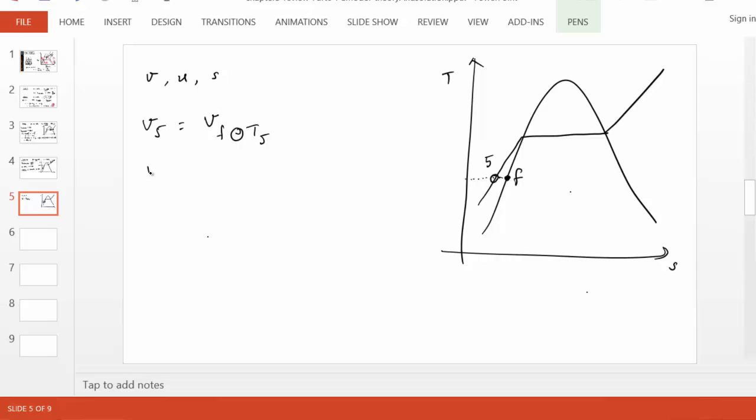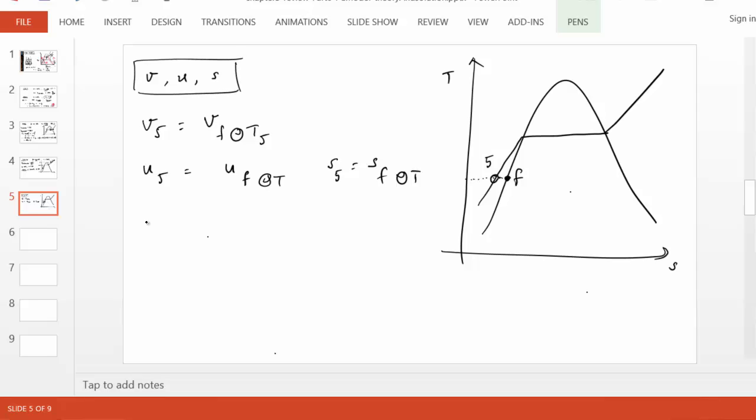Then V, U, and S also can be found the same way. U at 5 will be Uf at the given temperature, and S at 5 will be Sf at the given temperature. It's as simple as that. So if you know the temperature, all you have to do is to find the F state, and that will give you V, U, and S.